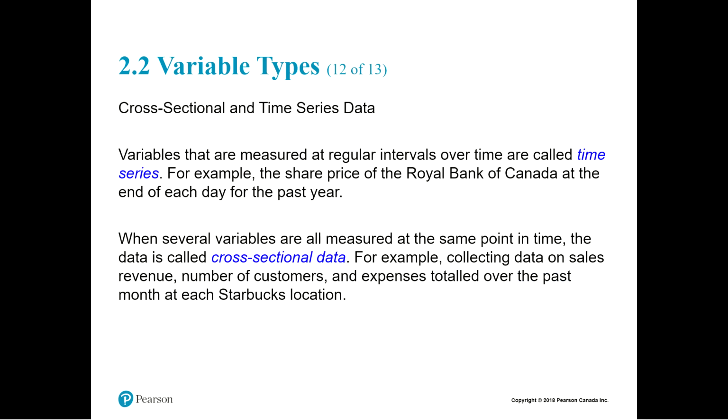Now, there's also cross-sectional and time series data. Variables that are measured at regular intervals over time are called time series. For example, the share price of the Royal Bank of Canada at the end of each day for the past year is time series. That is a variable measured at regular intervals over time, every day. When several variables are all measured at the same point in time, the data is called cross-sectional data. For example, collecting data on sales, revenue, number of customers, and expenses totaled over the past month at each Starbucks location is cross-sectional data.